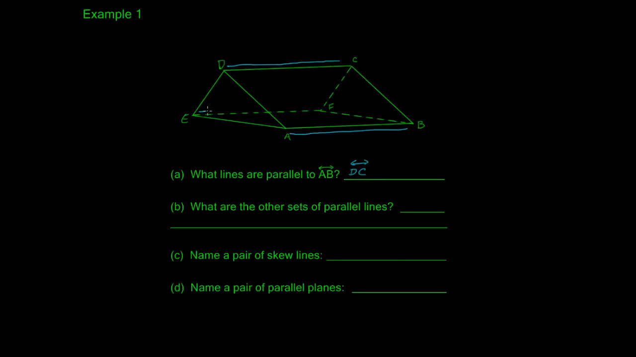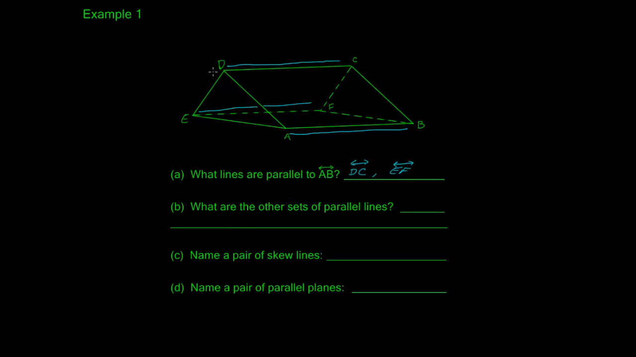And we also have one here at the very back, which is line EF or FE. Be sure to represent these correctly with the correct syntax, the lines over the top with arrows on both sides. Alright. What are the other sets of parallel lines?